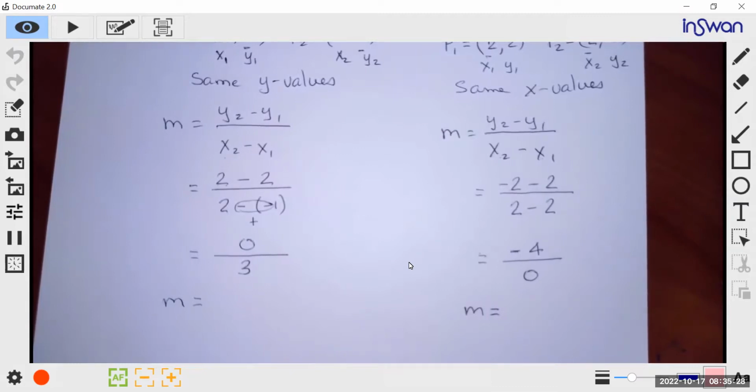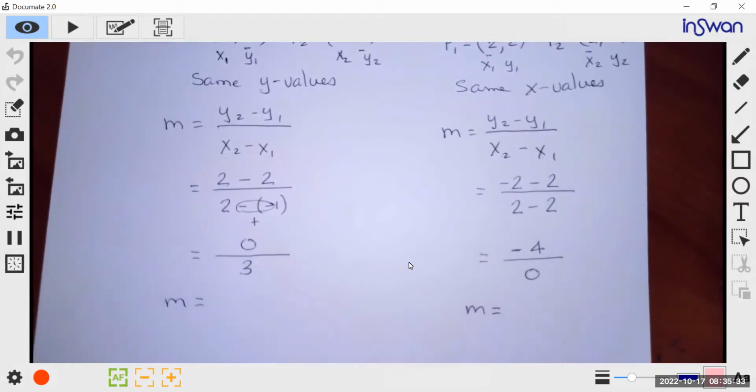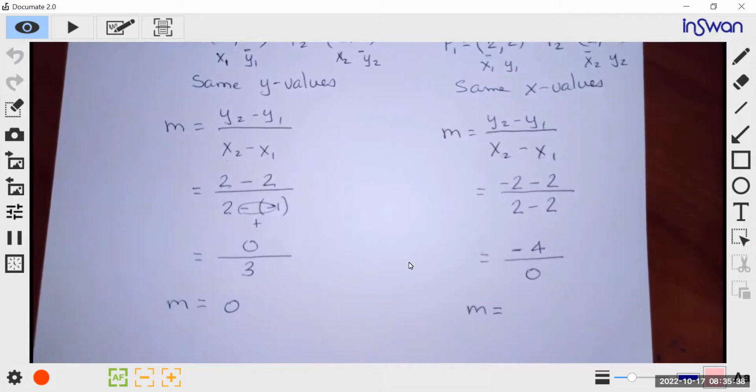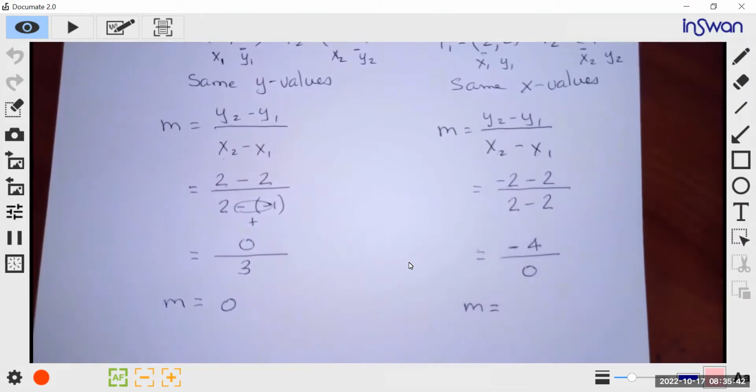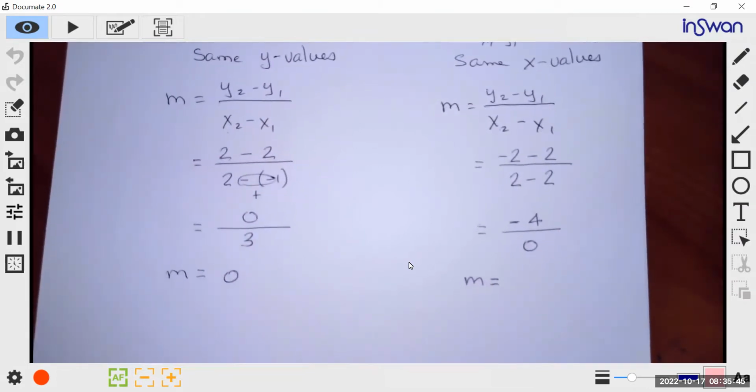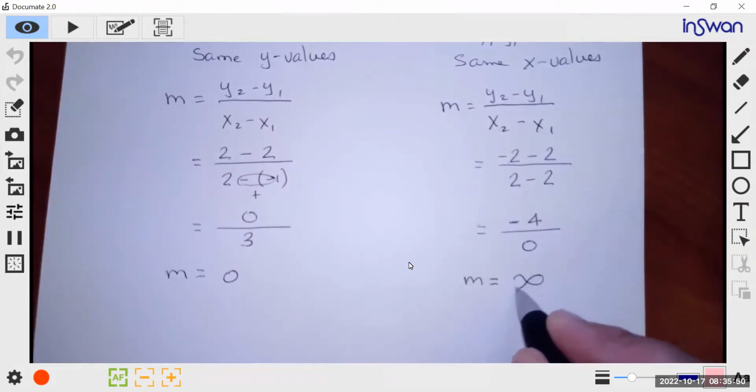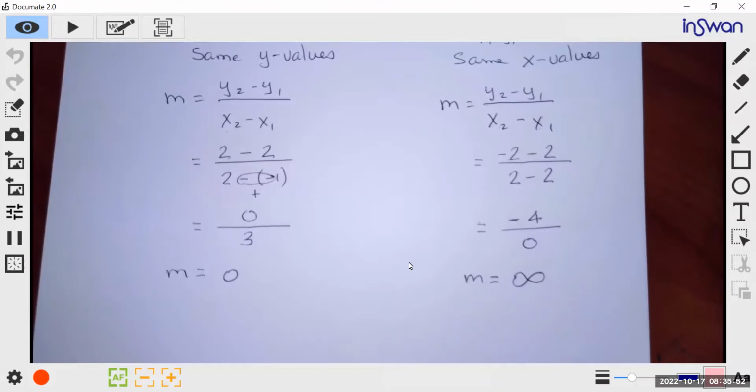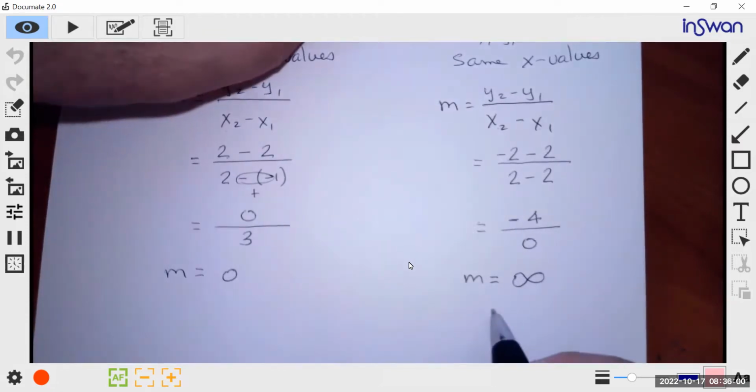So what's the difference? 0 over 3. 0 divided by 3. How many times does 3 go into 0? 0. So that one's 0. If the 0 is on top, the answer is 0. How many times does 0 go into -4? It goes infinitely. If I promise to give you nothing, how many ways can I do that? Infinite ways. So that's why if it's 0 on the bottom, it's undefined.